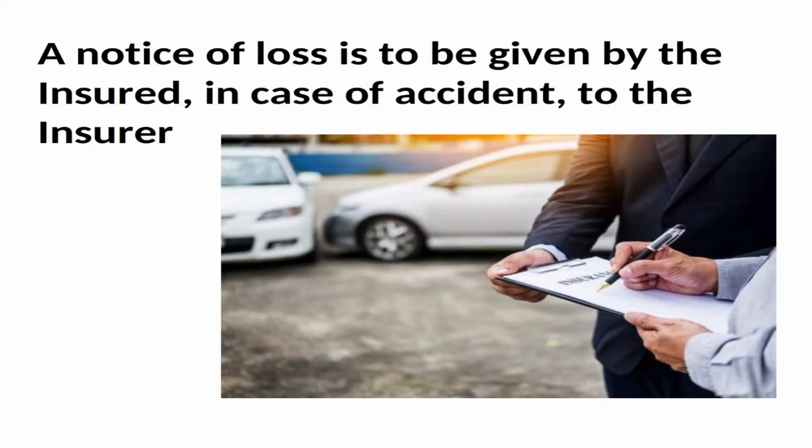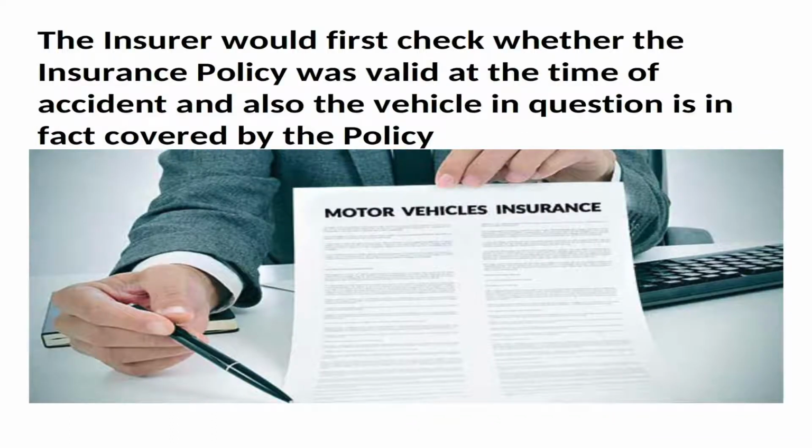Shall we look into the own damage claim procedure? The procedure generally followed in case of own damage claims is as follows. A. Notice of loss is to be given by the insured to the insurer in case of an accident. B. The insurer would first check whether the insurance policy was valid at the time of the accident and also whether the vehicle in question is in fact covered by the policy.